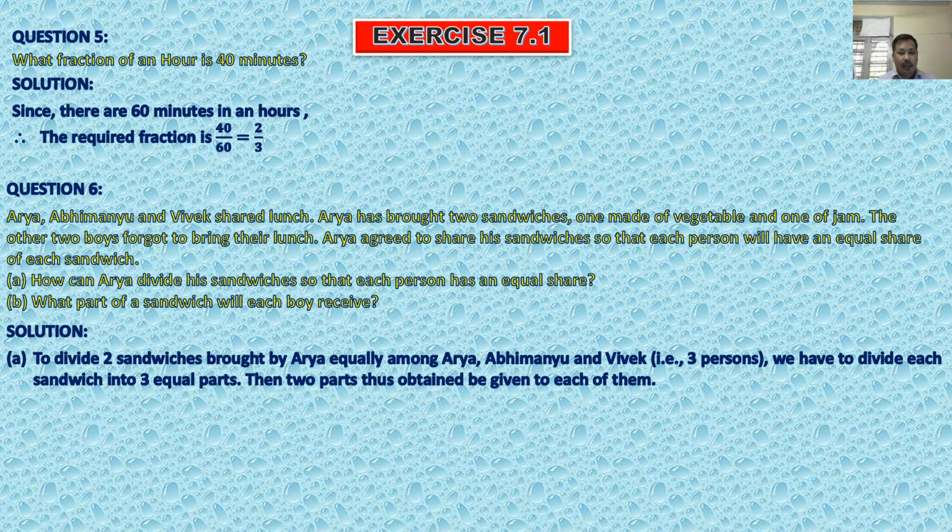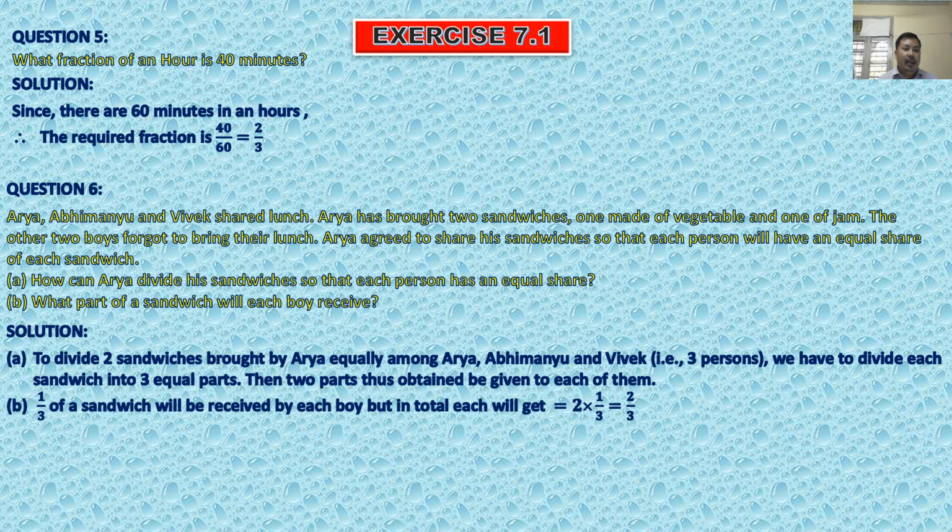Yes, three persons are there, so each of the two sandwiches will be divided into three equal parts, and altogether they will get six parts, isn't it? Then six parts will be divided among three friends, three persons. That means each will get two parts. So here is the answer of question B. Each will get one by three of a sandwich. From one sandwich, one part they will get, and from another sandwich, another part they will get, isn't it? Altogether they are getting two parts each.